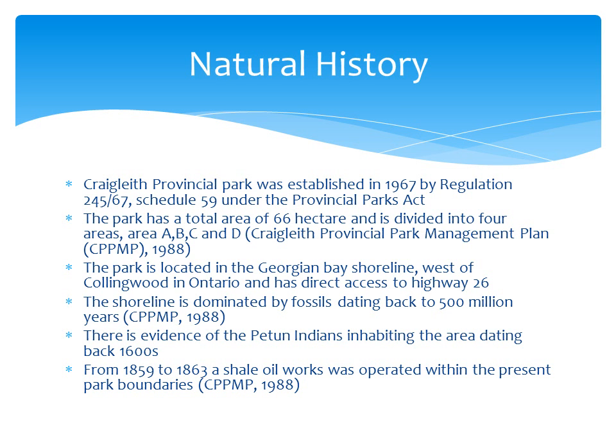Overview. A bit of natural history. Craigleith Provincial Park was established in 1967 by Regulation 245/67, Schedule 59, under the Provincial Parks Act. The park has a total area of 66 hectares and is divided into 4 areas: Area A, B, C, and D.